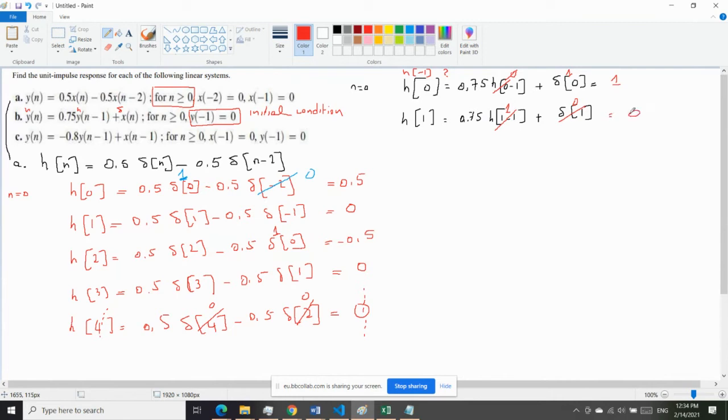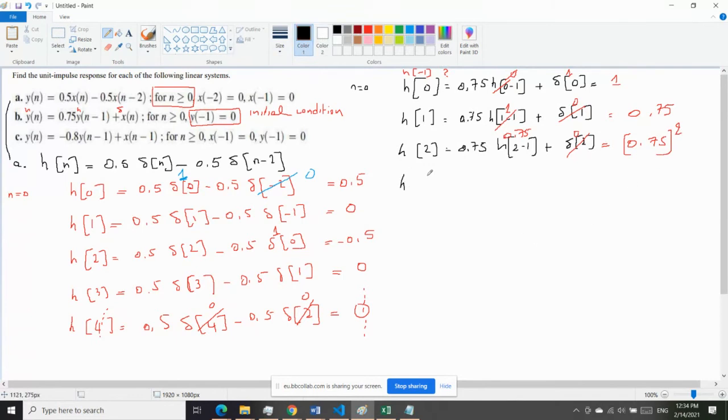The result is 0.75. Next, h[2] is equal to 0.75 h[2 minus 1] plus delta[2]. Delta[2] is zero, because delta only equals one at zero and is always zero elsewhere. If you look at this one, it's h[1], which I just computed, 0.75. So the final result is 0.75 squared.